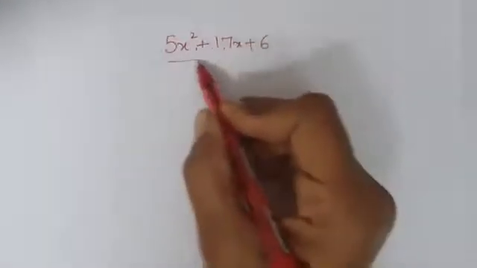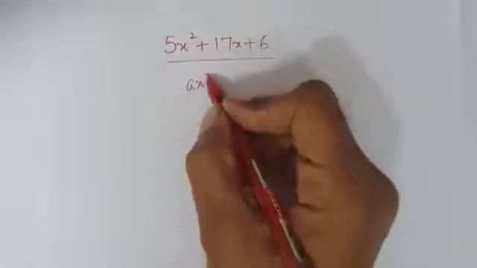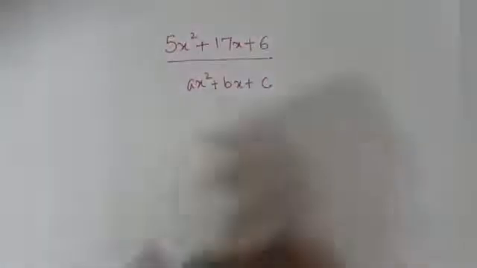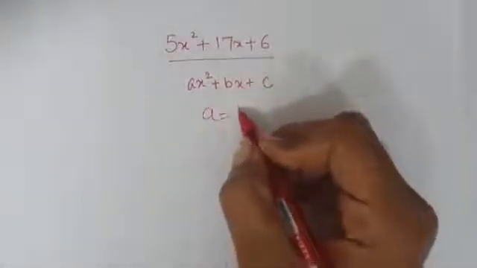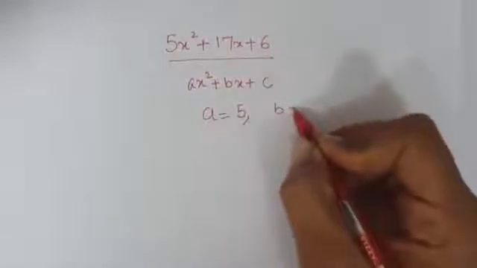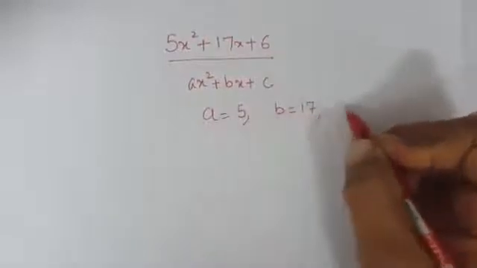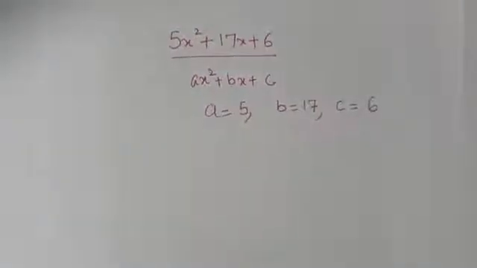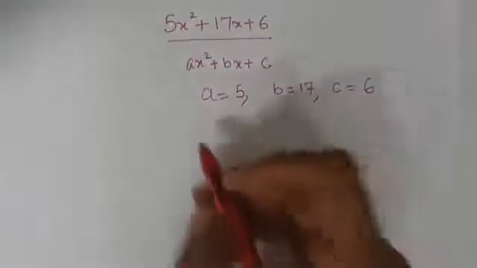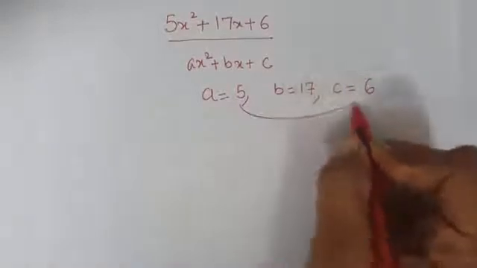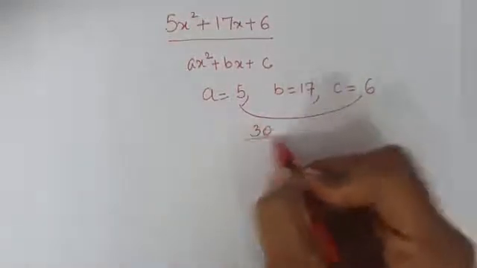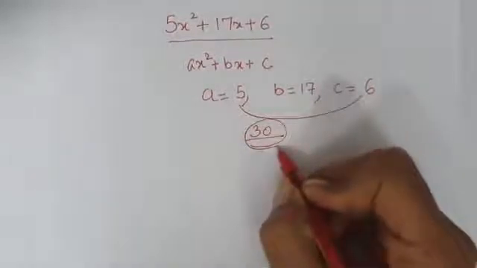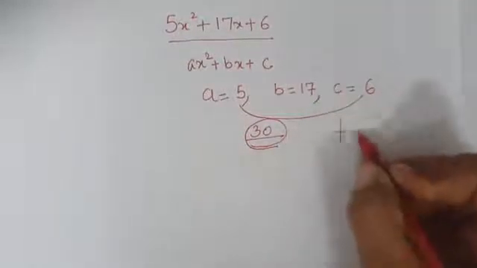Again compare it with ax square plus bx plus c. So what is a? That is 5. What is b? That is 17. And what is c? That will be 6. So now a into c, 5 into 6, 30. Now we have to make the factors of 30.